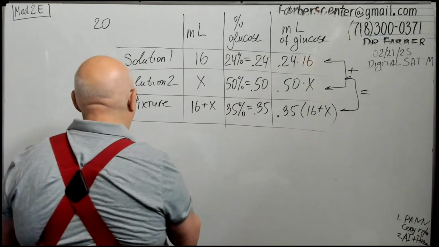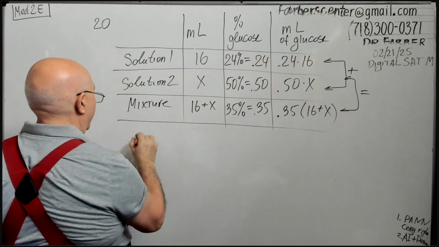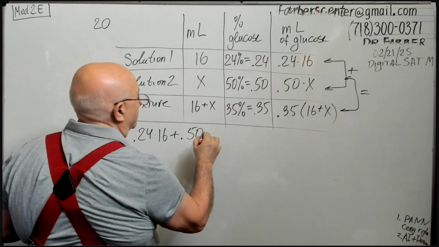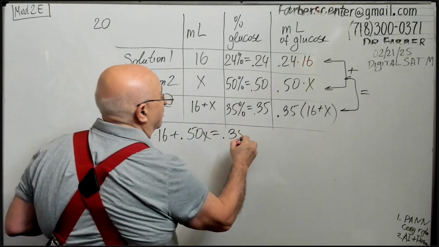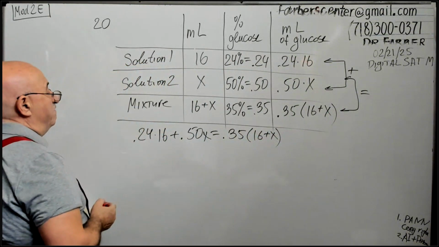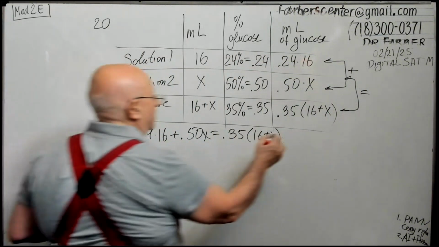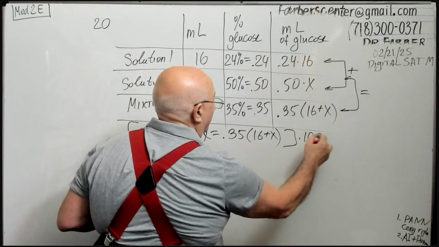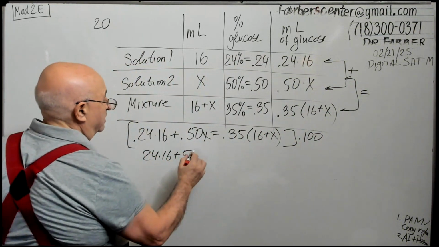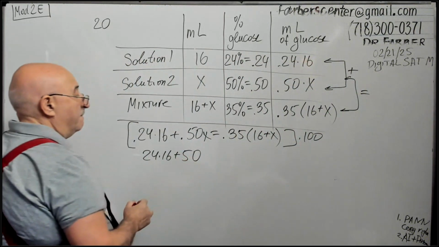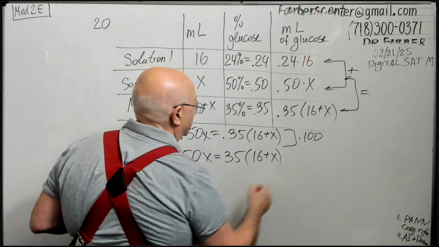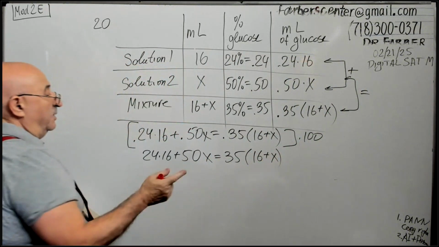0.24 times 16 plus 0.50 times X equals 0.35 times 16 plus X. My suggestion: multiply both parts by 100, get rid of these decimals. And you have 24 times 16 plus 50X equals 35 times 16 plus X. Distribute, combine like terms, and find X.